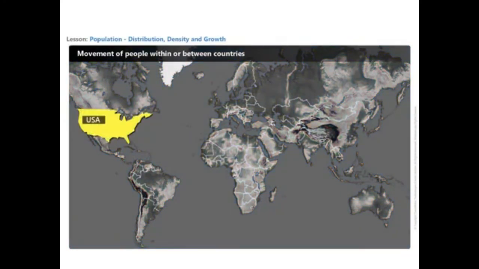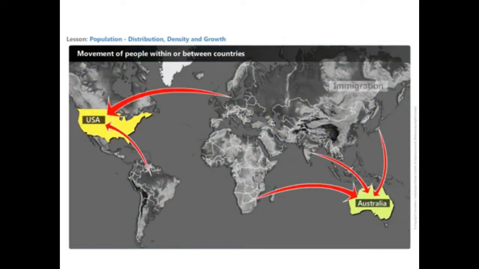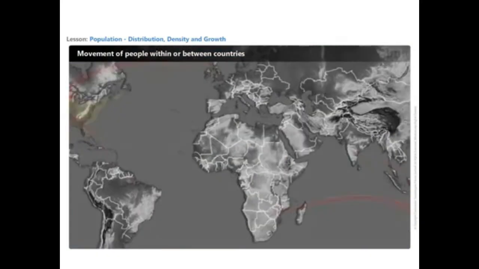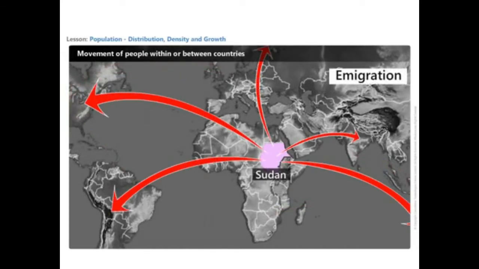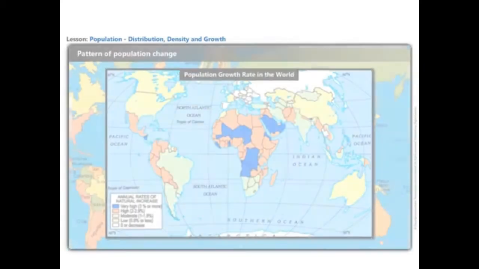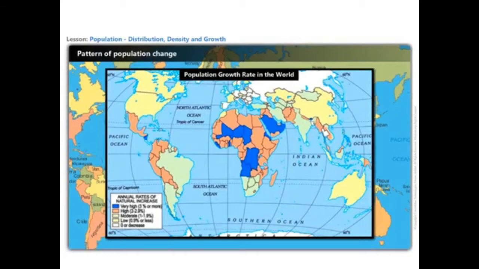Countries like the United States of America and Australia have gained in numbers by immigration. Sudan is an example of a country that has experienced a loss in population numbers due to outmigration or emigration. Although the world's total population is rising rapidly, not all countries are experiencing this growth.